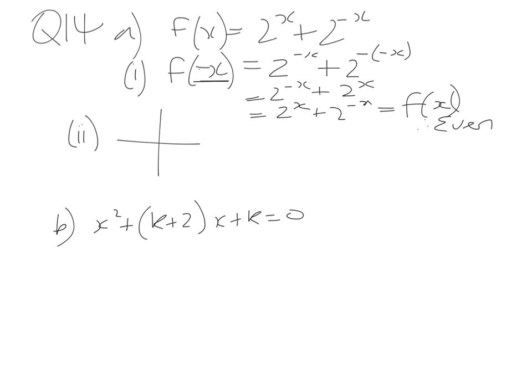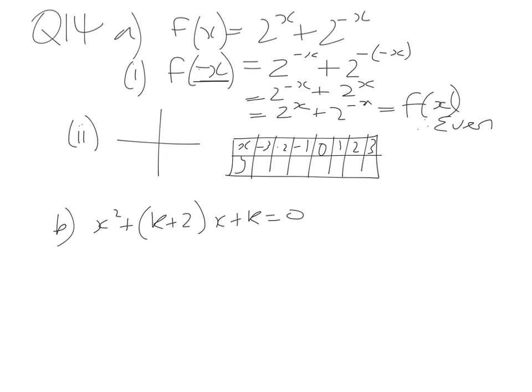Now, probably the best way to graph this is a table of values: negative 3, negative 2, negative 1, 0, 1, 2 and 3. So if you shove in 0 into the original function, 2 to the power of 0 is 1, plus 2 to the power of negative 0 is 1, so you get 2. 2 to the power of 1 is 2 plus 2 to the power of negative 1, that's a half. So we've got 2.5.